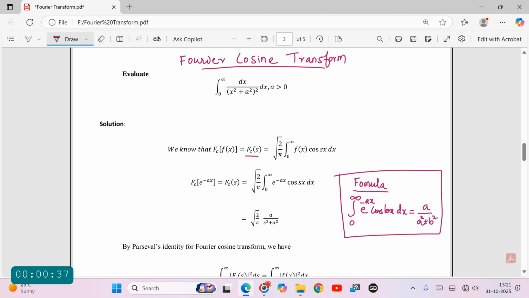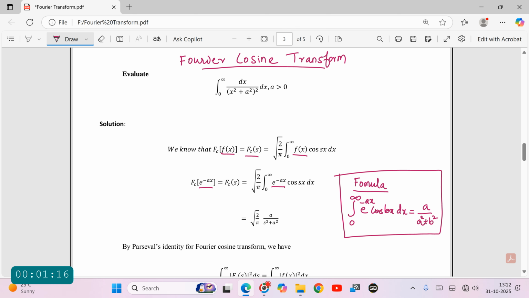To solve this integration, let us take the function f(x) equal to e power minus ax. So replace the function f(x) by e power minus ax. Now we get the integration, integral 0 to infinity e power minus ax cos sx dx. We can't integrate the function directly because one is an e power function and the other is cos sx, so we can't integrate using Bernoulli's formula. So we go for the result.